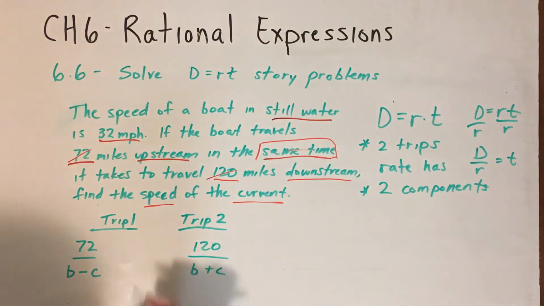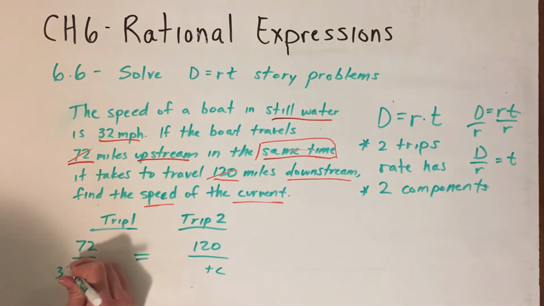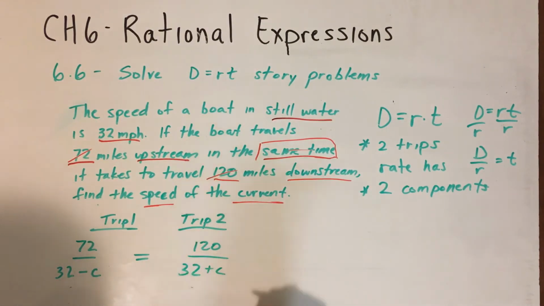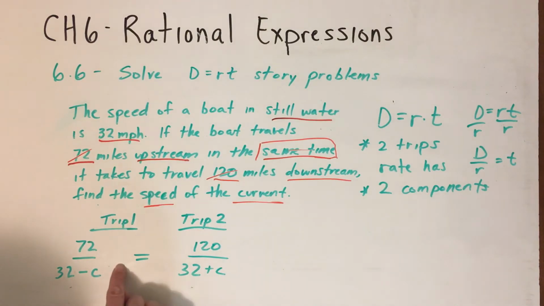But there are a couple of pieces of information that we still didn't use yet. We know the speed of the boat in still water, so the value of b, the boat speed, is 32. So we substitute that for what we know. The thing we don't know is the current. Again, this one is minus the current because we're going upstream, and this one is plus the current because we're going downstream. If this equals t and this equals t, then they have to equal each other.